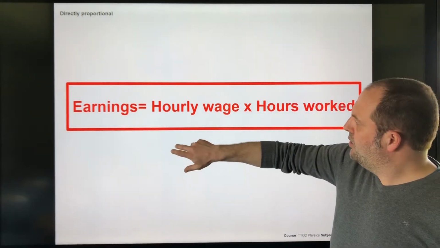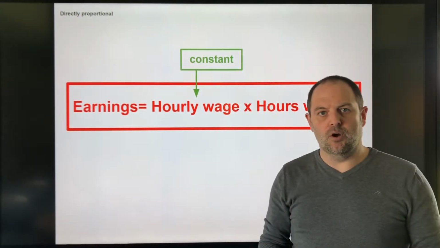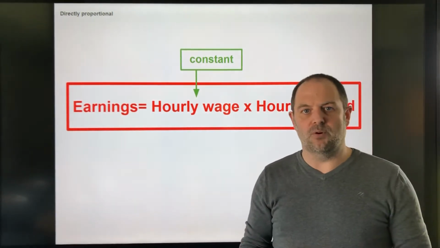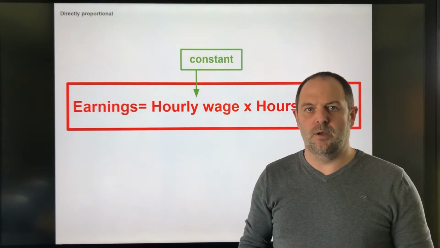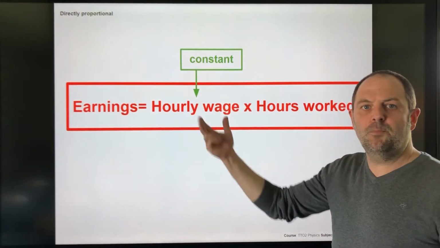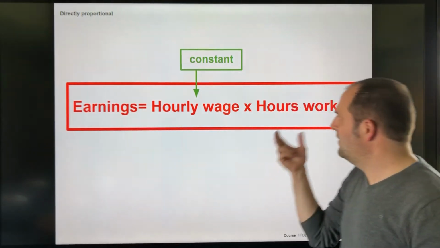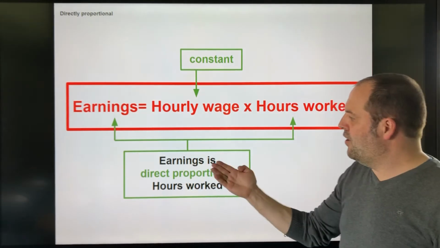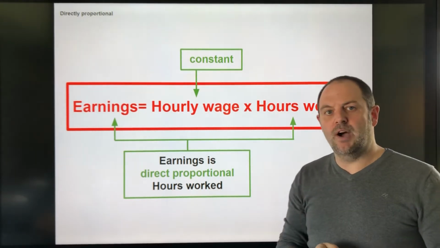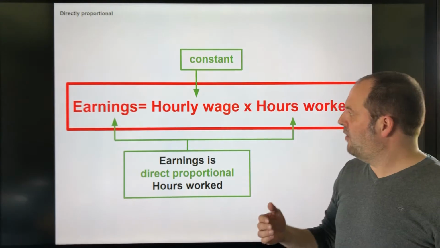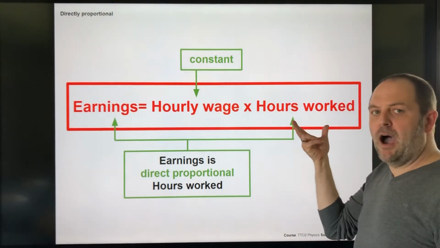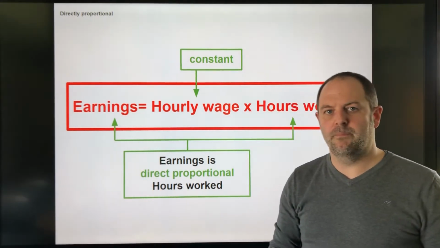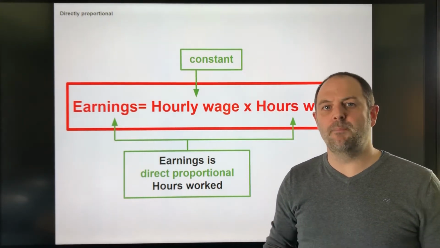So, the hourly wage is a constant value. You're going to talk with your boss about your hourly wage, and that's a fixed value. It's not going to change. It's a constant value. Well, if this is a constant value, there should be some kind of relationship between this quantity and this quantity. Well, in this case, we say that the earnings is directly proportional to the hours that you worked. Yeah, so there's a direct relationship. If I double the hours that I work, I will get twice as much money on my bank account. That's the idea. So we call that directly proportional.